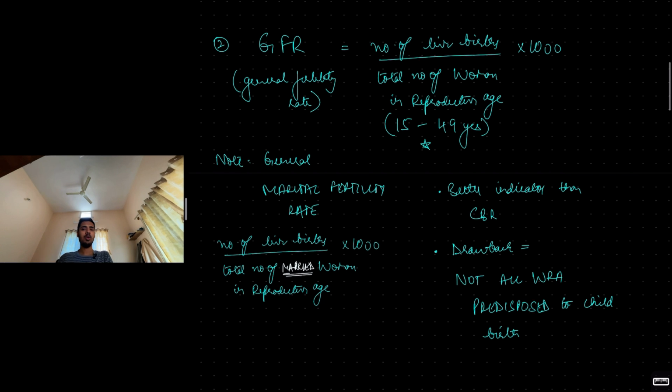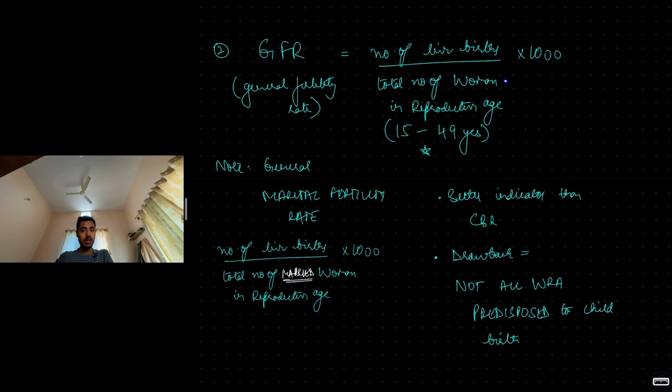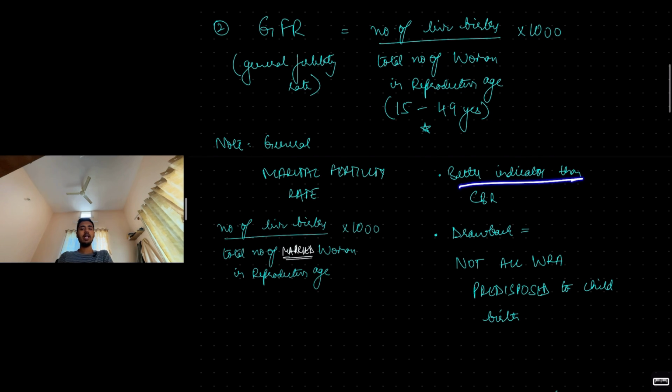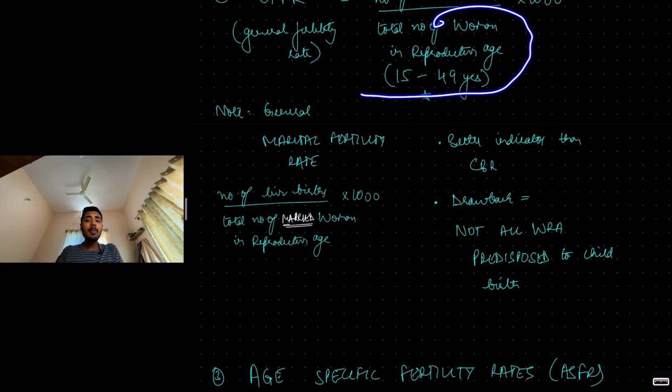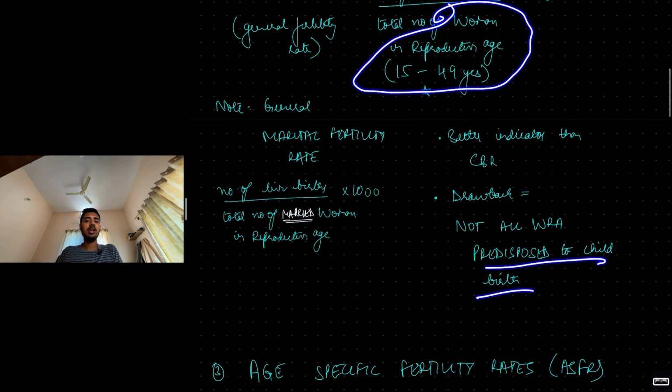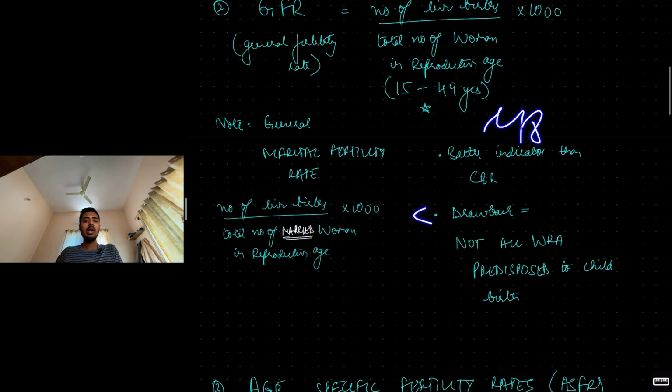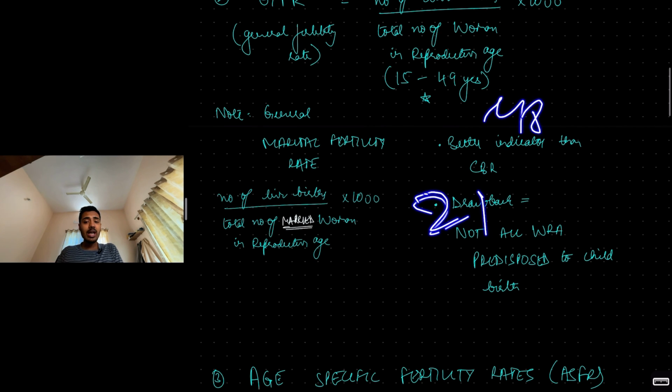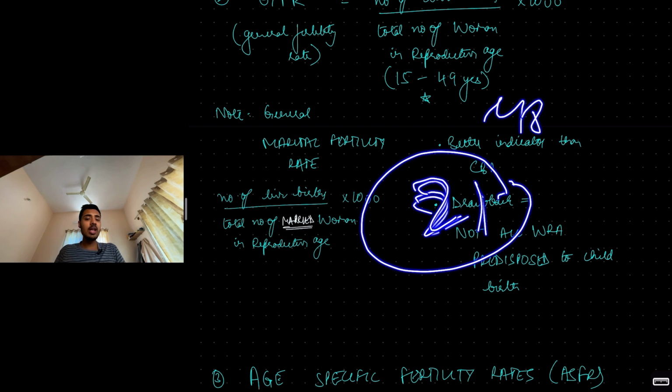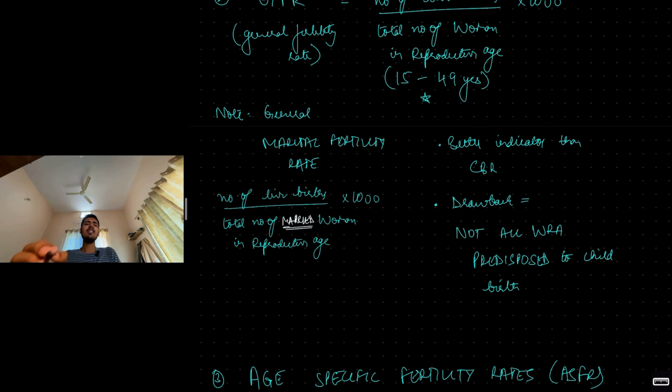Okay. So remember, in GFR, out of the women in reproductive age group, 15 to 49 years. It is a much better indicator than crude birth rate because you're being more specific now. You're taking into account only the women in reproductive age group. Out of them, how many number of live births? But not all women in reproductive age group are predisposed to childbirth. A 48-year-old woman and a 21-year-old woman, who is at a higher chance of giving birth, who is at a higher chance of having more fertility? It's this 21-year-old woman, right? So that is why even this is not the best indicator, GFR.